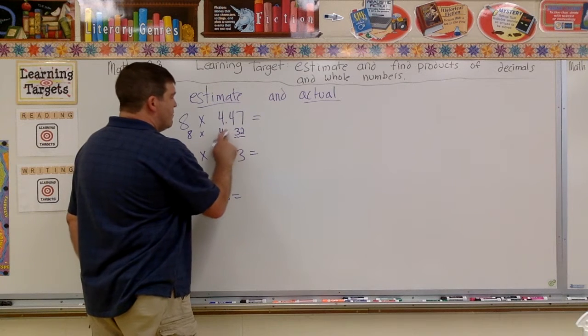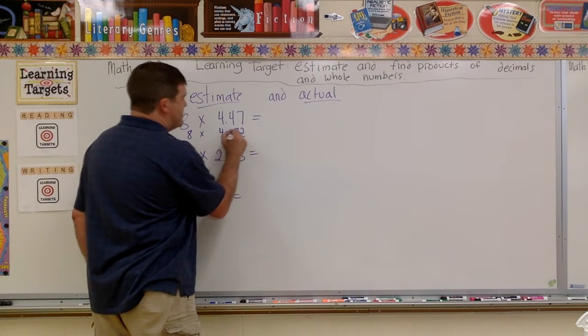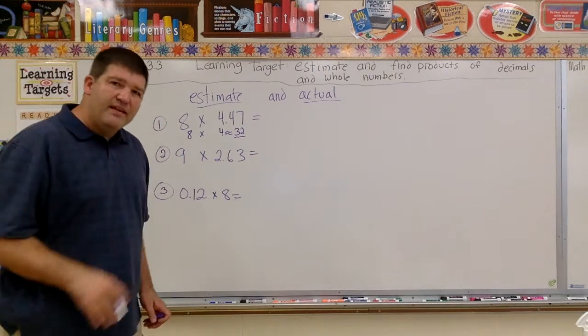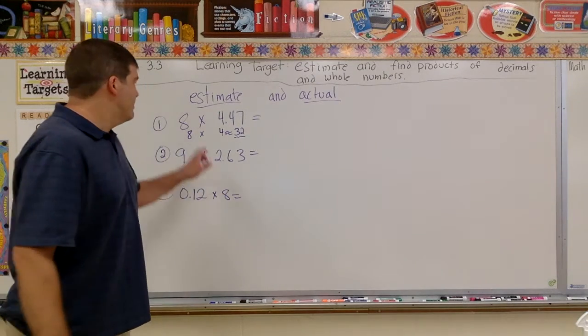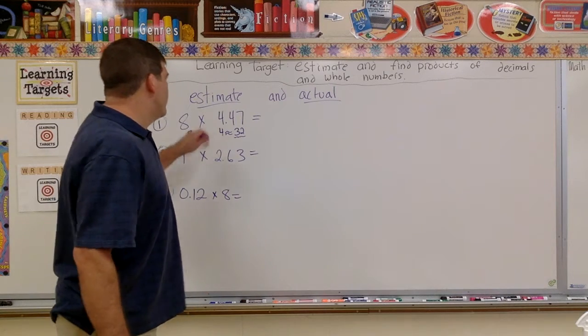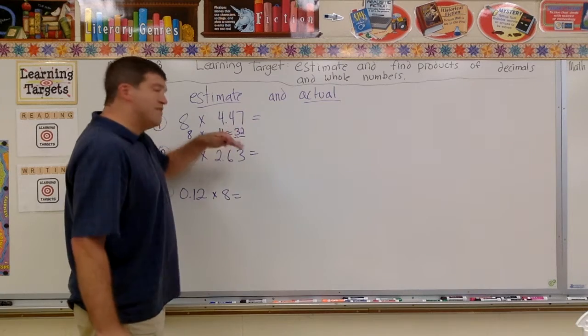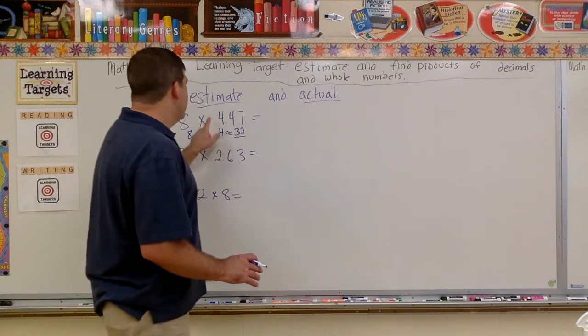With signs, if you ever see little lines like that, it kind of looks like equals, but they're kind of squiggly. It means approximate. It means you're dealing with an estimate here. Okay, 8 times 4 is 32. Or you can do 8 times 4.47 is about 32. Okay, so let's see if our estimate of 32 is pretty close.